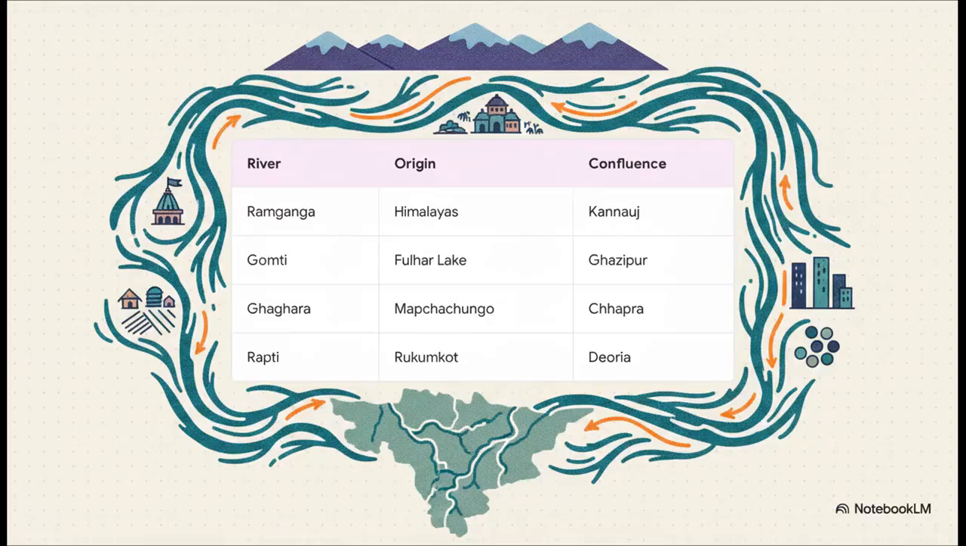Now, shifting to the other side, we have the key left bank tributaries. You'll definitely want to memorize these specific origins and confluence cities because they pop up as test questions all the time. The Ram Ganga meets the Ganga at Kannauj, the plains-born Gomti joins up at Ghazipur, the massive Ghaghara meets the Ganga further downstream at Chhapra in Bihar, while the Rapti actually feeds into the Ghaghara at Deoria. Grouping them mentally like this makes it so much easier to recall.